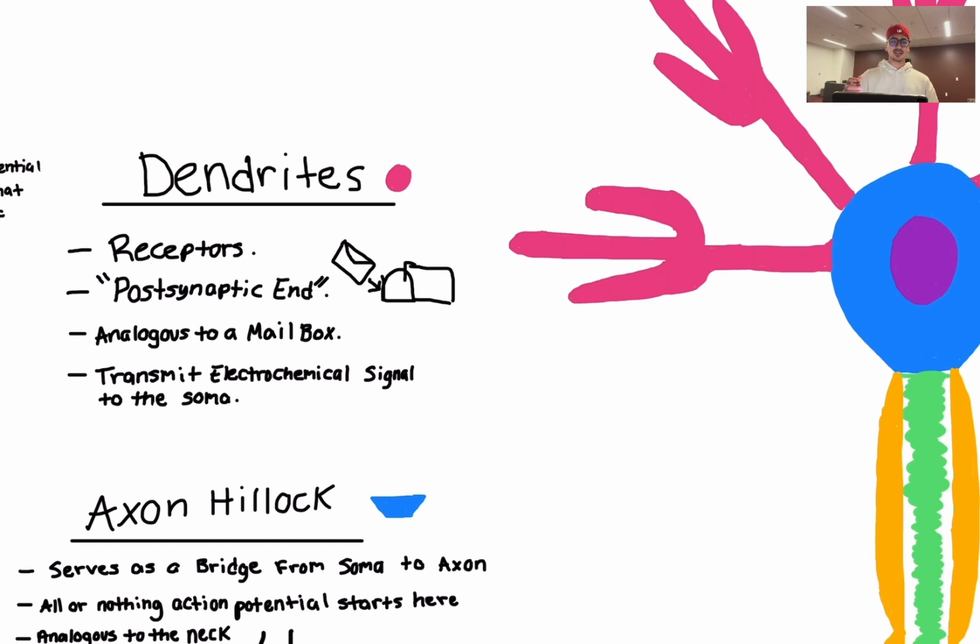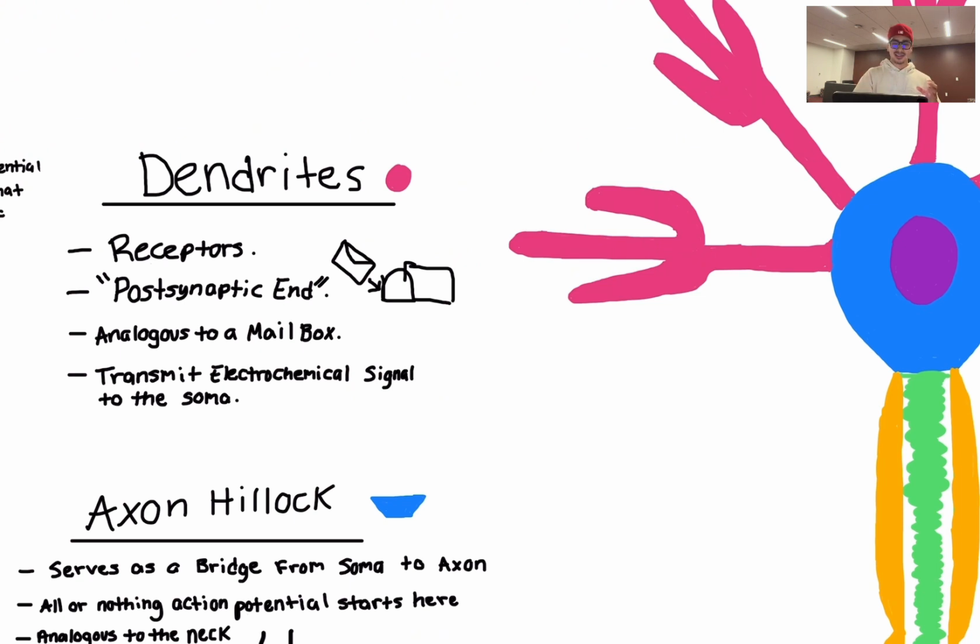So let's break down what these dendrites are. Like I said, you want to see these as the receptors. It's the postsynaptic end, and it's analogous to a mailbox. Like I said earlier, your terminal buttons are going to be the mailman, and the mail itself is going to be neurotransmitter, right?